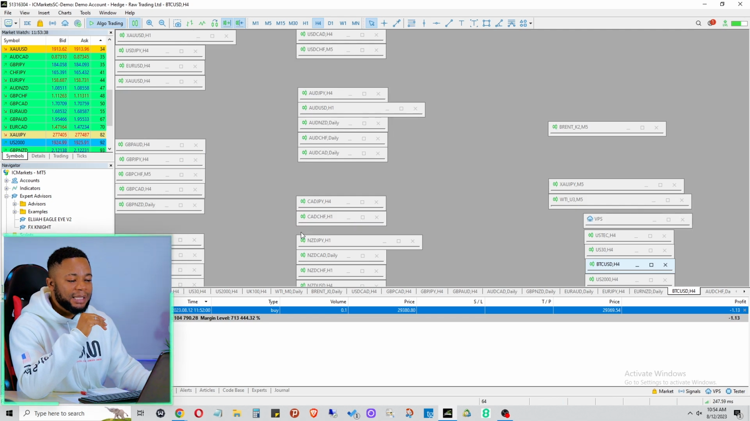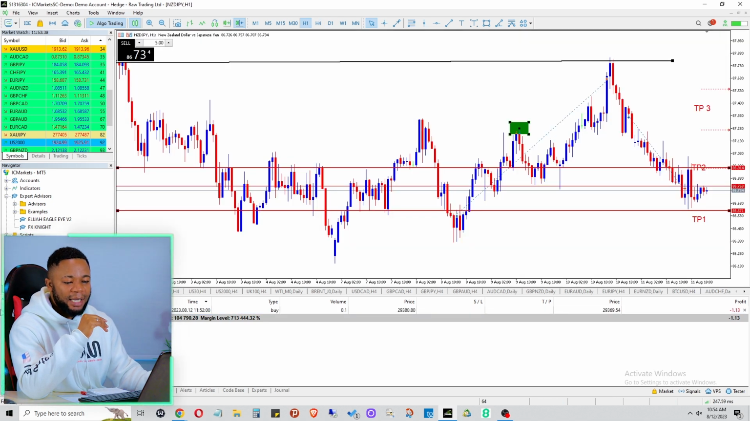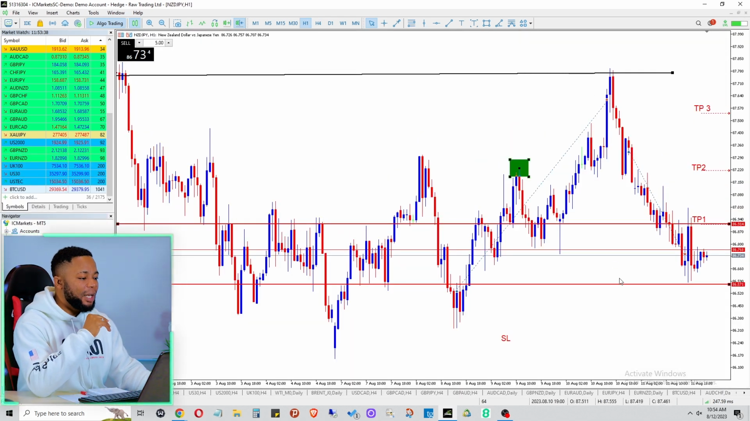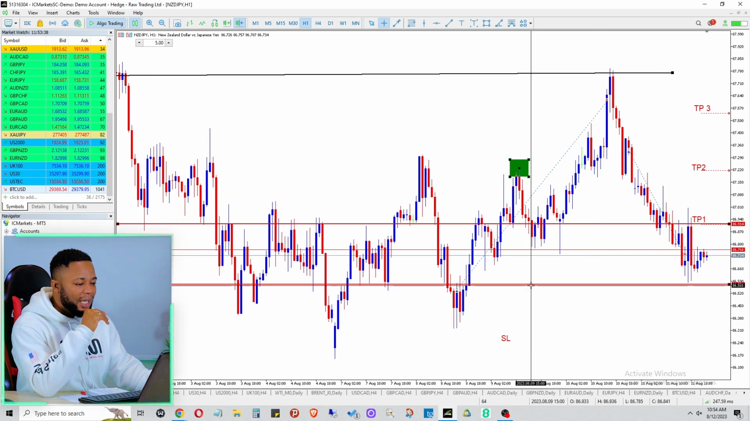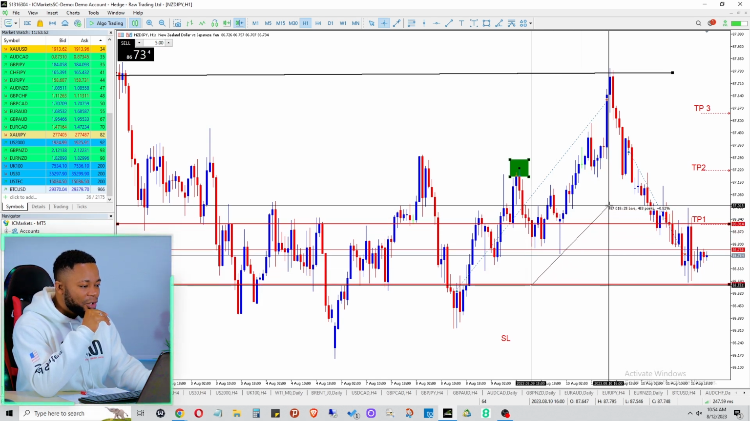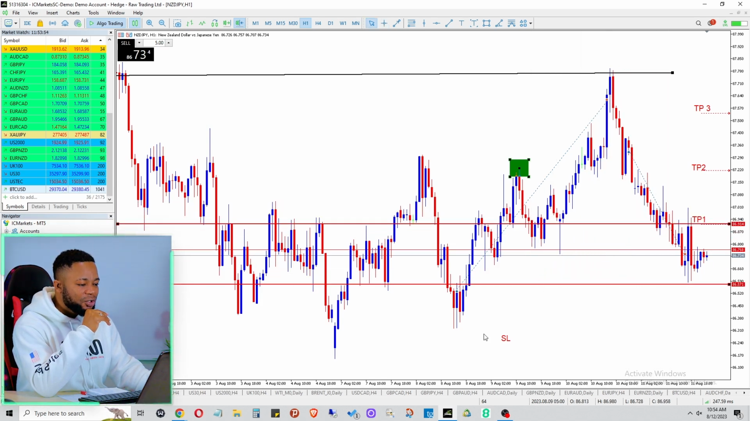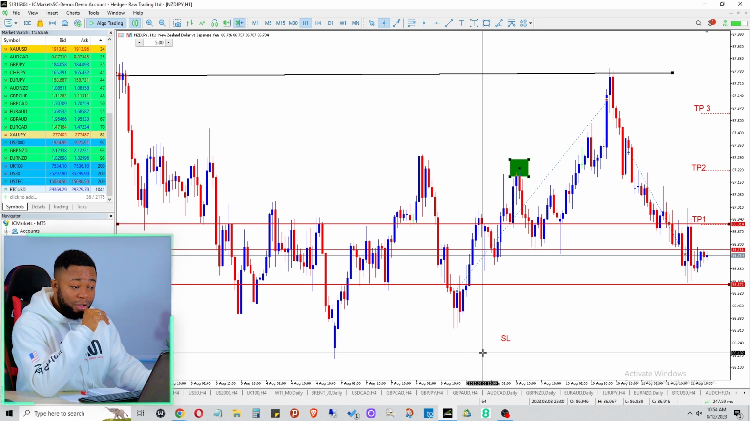Anytime, let's go back to NZDJPY, and I can now close this one. On NZDJPY, anytime the market moves from the current market price and starts going up, remember, the current market price, your stop loss level is here.